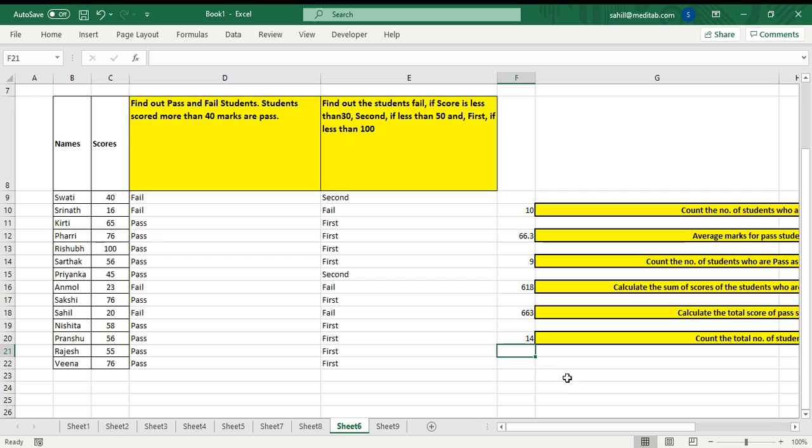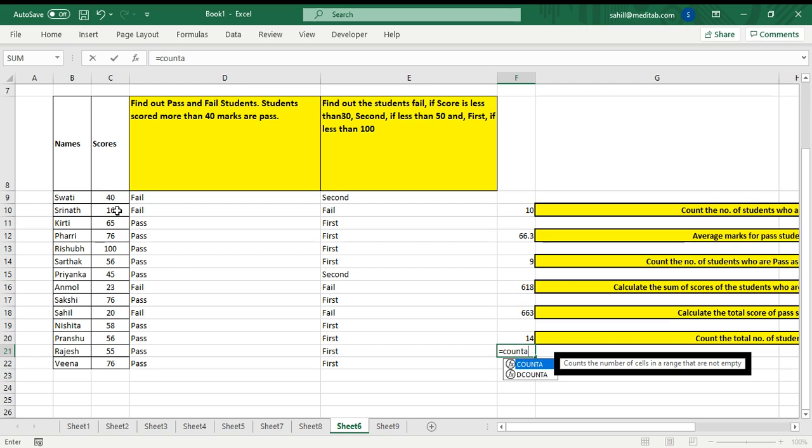One way. Another way is we have the option of COUNTA. I think I already told you in the previous tutorial the difference between COUNT and COUNTA. COUNT is used for numeric. COUNTA is used for non-empty, so it is used for both text and numeric.